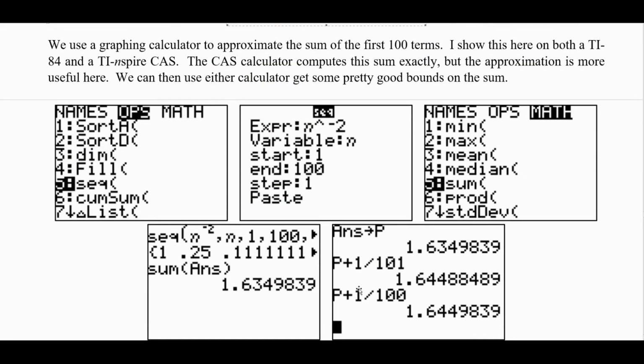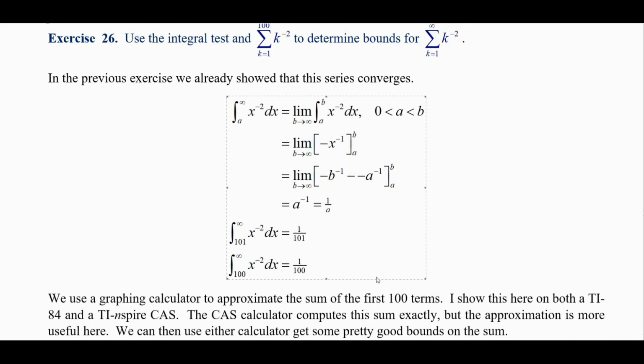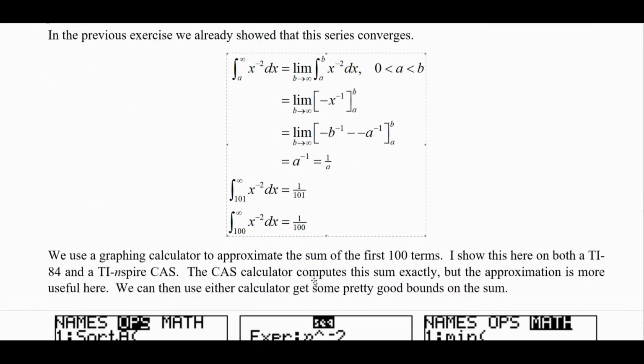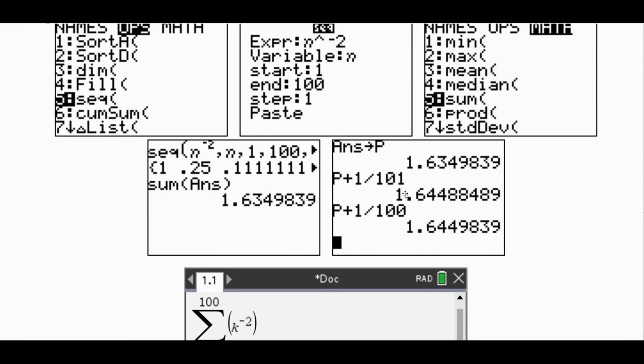And both of them are adding this partial sum to them. So the first one should be too small, and the second one should be too big. So the real sum is between these two. And so notice they agree to several decimal places. So 1.64488 is too small, and 1.64498 is too big.